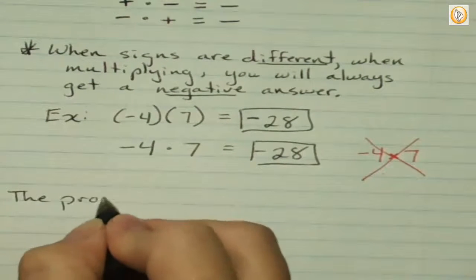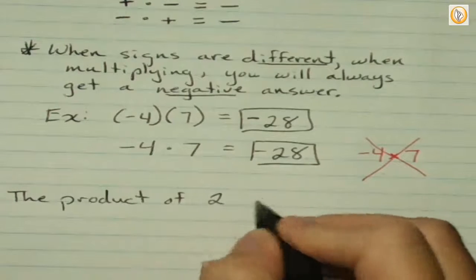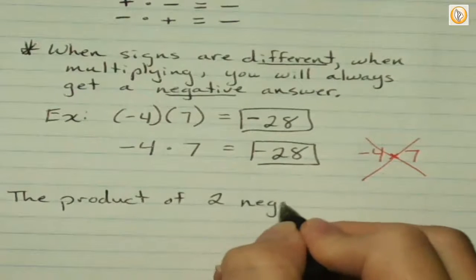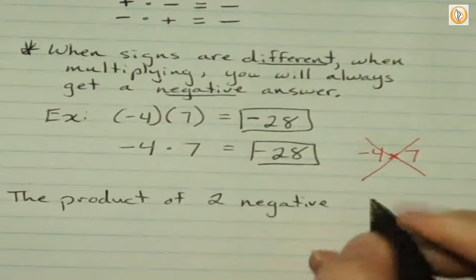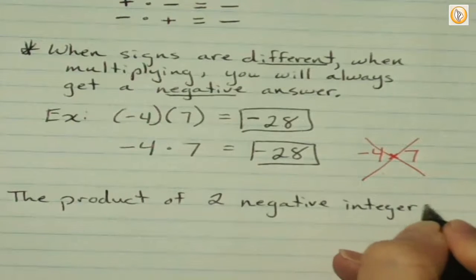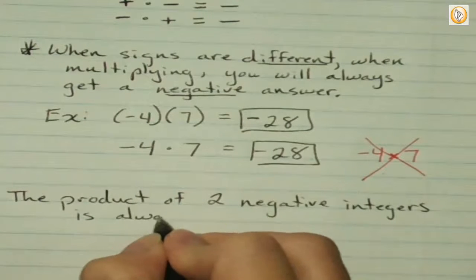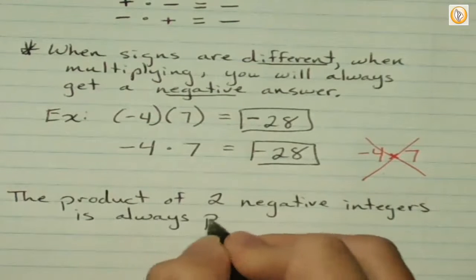The product of 2 negative integers is always positive.